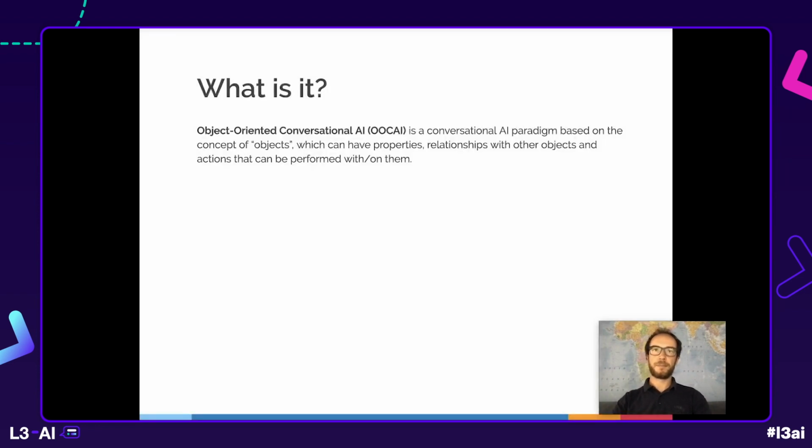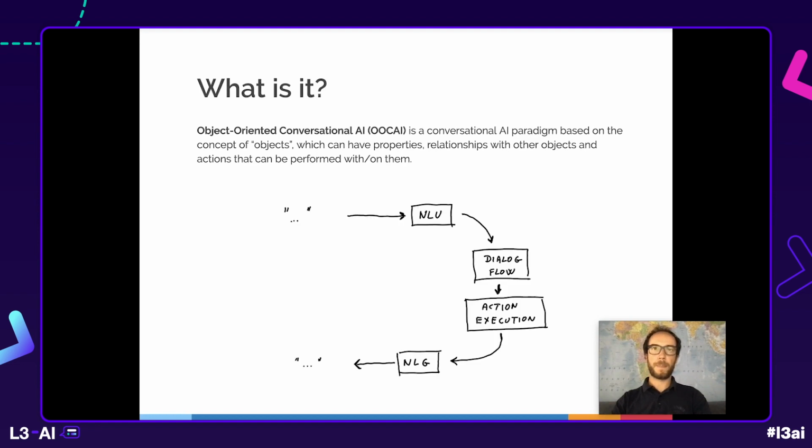So what is it? Object-oriented conversational AI is a conversational AI paradigm based on the concept of objects. Objects can have properties, relationships with other objects, and actions that can be performed with or on them. How does this relate to other existing approaches? Well, using a simplified model, any digital assistant technology has these 4 core components: natural language understanding, dialog flow, action execution, and natural language generation. Our approach also adds objects as a core component.